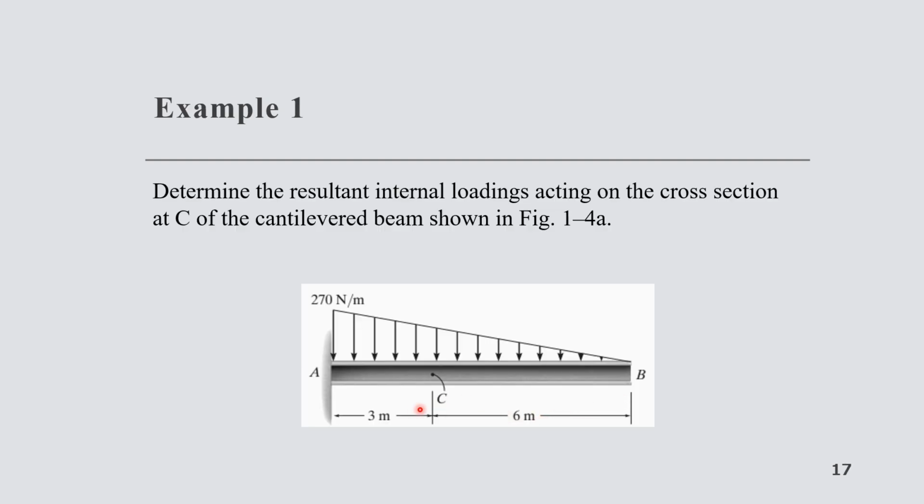In this problem, it has been stated that we need to determine the internal resultant loadings on the cross section at C of this cantilever beam. We can see here that this is a fixed support at this point A. This means that vertical and horizontal translation as well as rotation at this point will be restrained. The loading applied is a uniformly varying load.